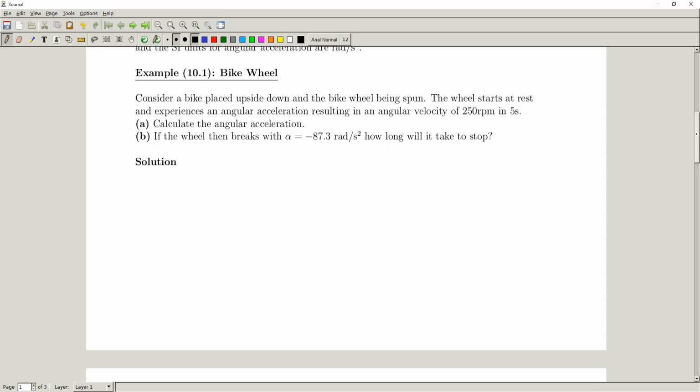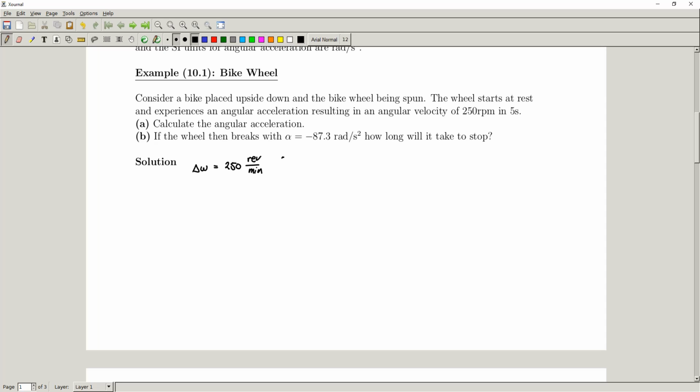And so we want to calculate the angular acceleration. So what do we know? We can start off by writing down that our change in angular velocity is going to be equal to a positive 250 revolutions per minute, like our RPM. But we need this in terms of radians per second, so that we're working in SI units. So let's get this into the correct units, radians per second.